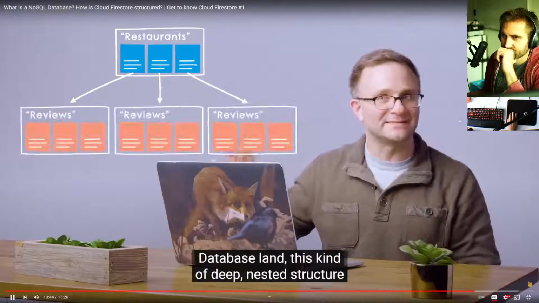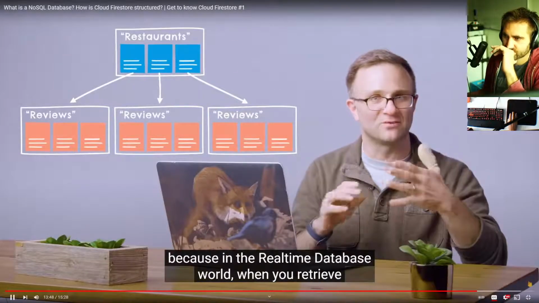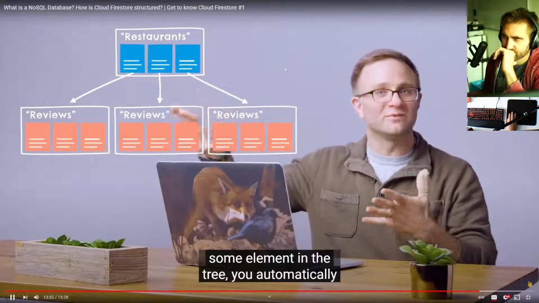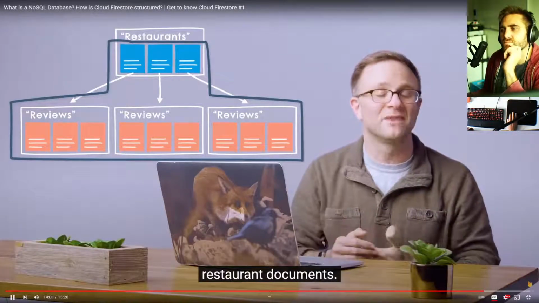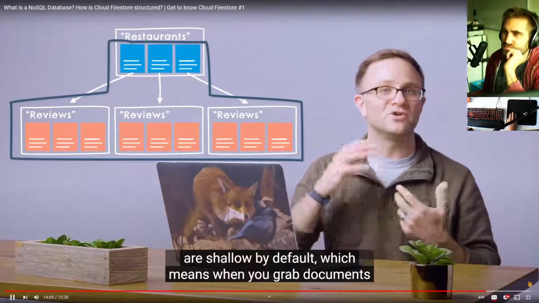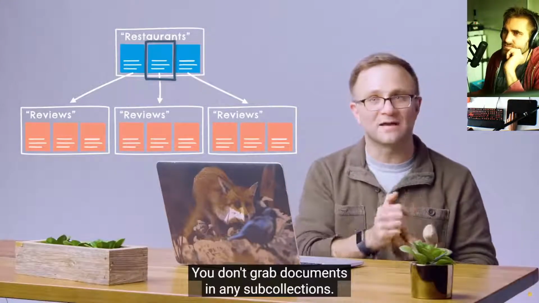Incidentally, if you're coming from the Firebase real-time database land, this kind of deep nested structure might be giving you heart palpitations, because in the real-time database world, when you retrieve some element in the tree, you automatically retrieve everything below it. And that would mean downloading potentially hundreds of restaurant reviews anytime I want to grab a couple dozen restaurant documents. But in Cloud Firestore world, queries are shallow by default, which means when you grab documents within a collection, you only grab those documents. You don't grab documents in any sub-collections.